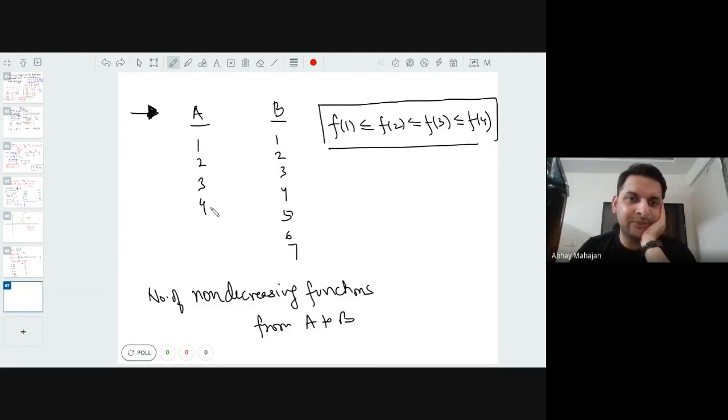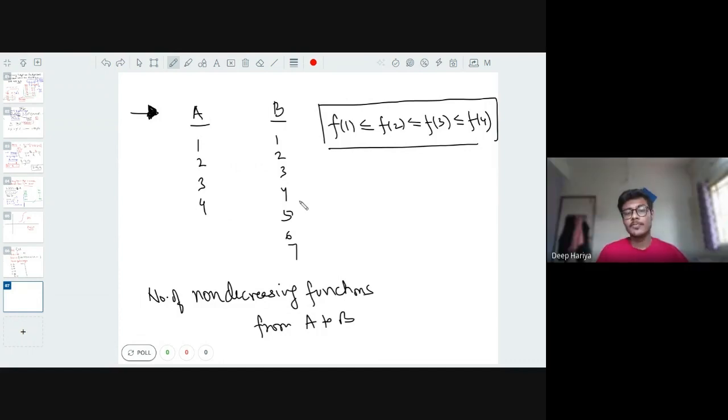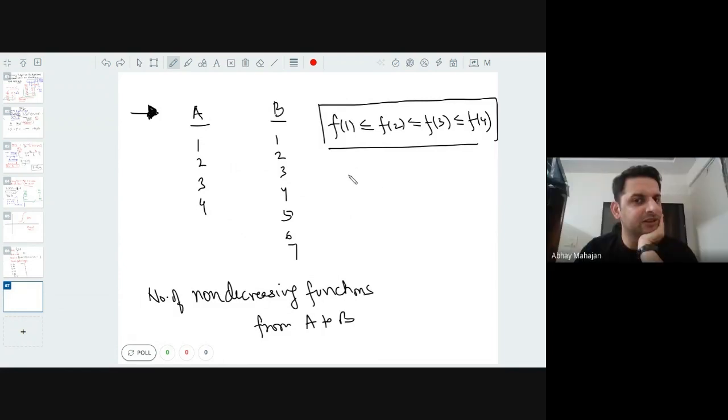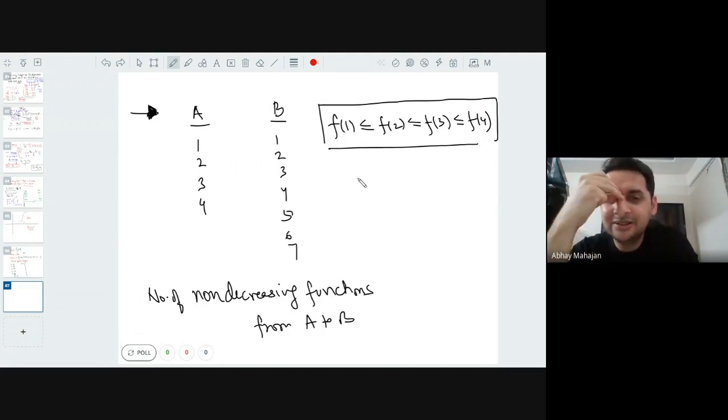But in this way, if you keep on counting, there will be a lot of cases when 4 is mapped to, let's say, the number 4 or 5 or 6 or 7. So this is not a good way to calculate. We can do one thing. If we count all the cases and subtract strictly increasing and strictly decreasing from it, then we can find it. Okay, so you mean the total number of functions will be the ones which are strictly increasing plus the ones which are strictly decreasing. There will be no other.